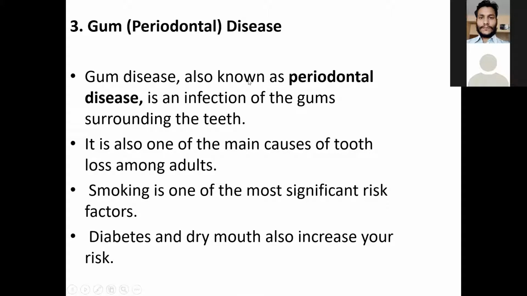Okay, so what is gum disease? A periodontal disease, which is an infection of the gums that surround the teeth. It is also one of the main causes of tooth loss among adults. And smoking is one of the most significant risk factors. Diabetes and dry mouth can also cause this kind of gum disease.